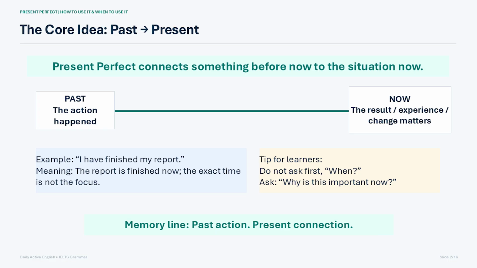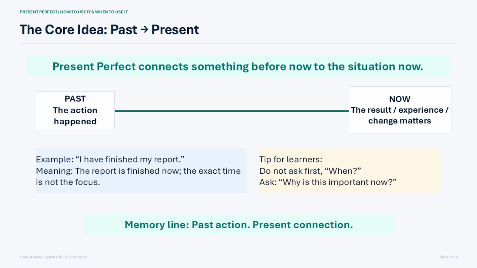The present perfect connects the past with the present. This is the most important idea. We use it when something happened before now, but the exact past time is not the main focus. Instead, we care about the result, the experience, the change, or the situation that is still relevant now.